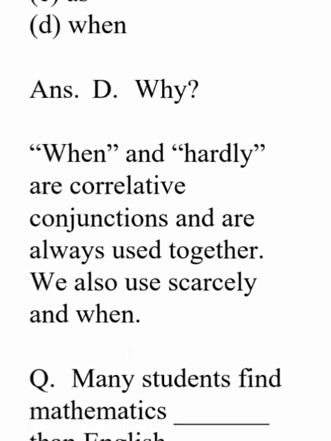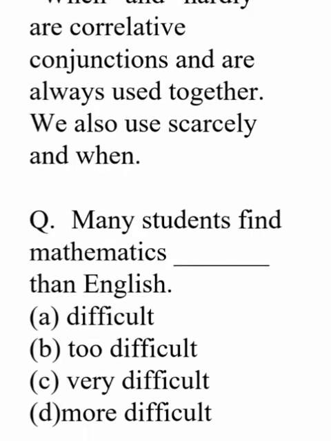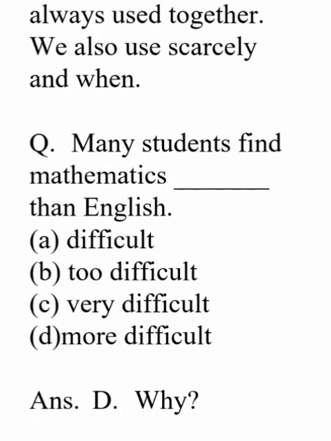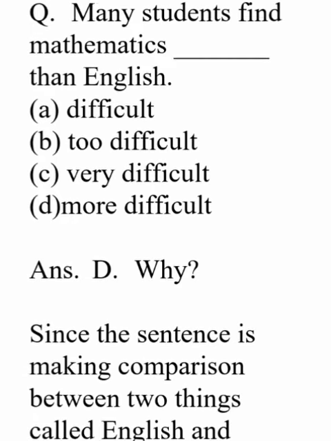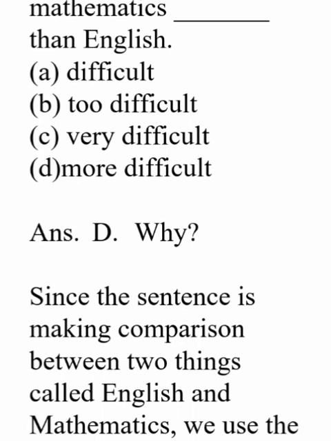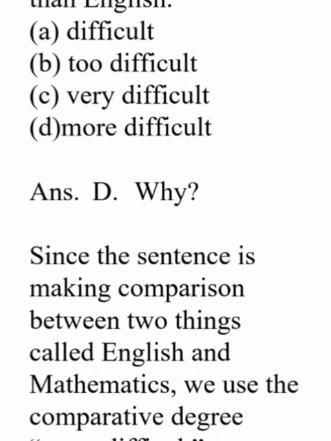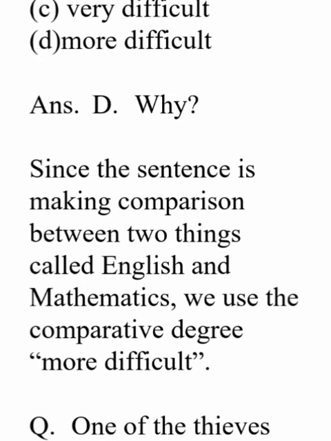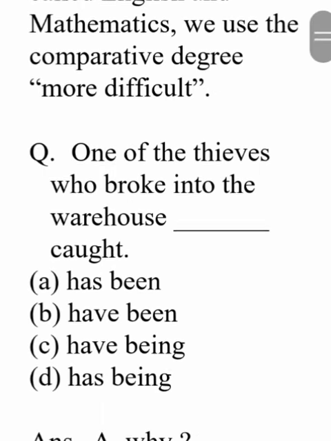Question: many students find mathematics dash than English. A. Difficult. B. Too difficult. C. Very difficult. D. More difficult. Answer: D. Why? Since the sentence is making a comparison between two things called English and mathematics, we use the comparative degree, more difficult.